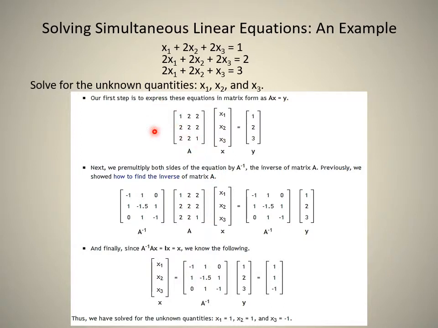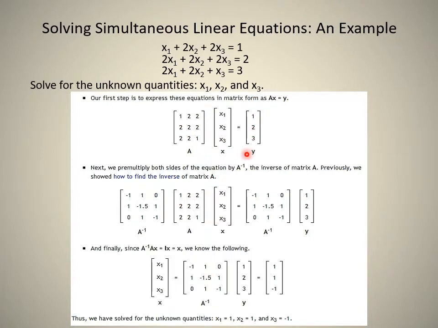So 3 unknowns, 3 equations, that gives us a 3 by 3 matrix, the coefficient matrix. Our 3 unknowns, x1, x2, x3, form a column vector. And then our right hand side with its 3 numerical values gives us a column vector on the right hand side of the equal sign. So here we've set up the 3 by 3 matrix, the column vector of unknowns, and the column vector of the right hand side.